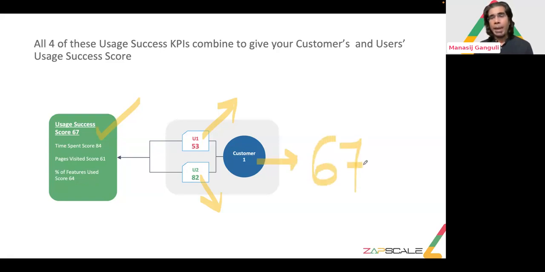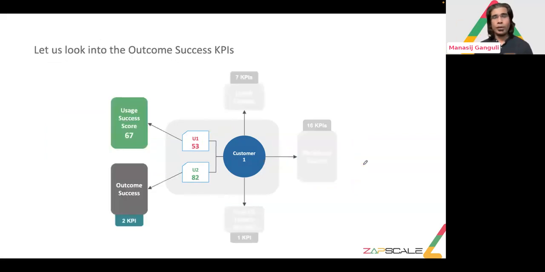This is the mathematical breakdown of product usage. As simple as this. So we have now covered the product usage piece. Now let's look into the next two pieces.